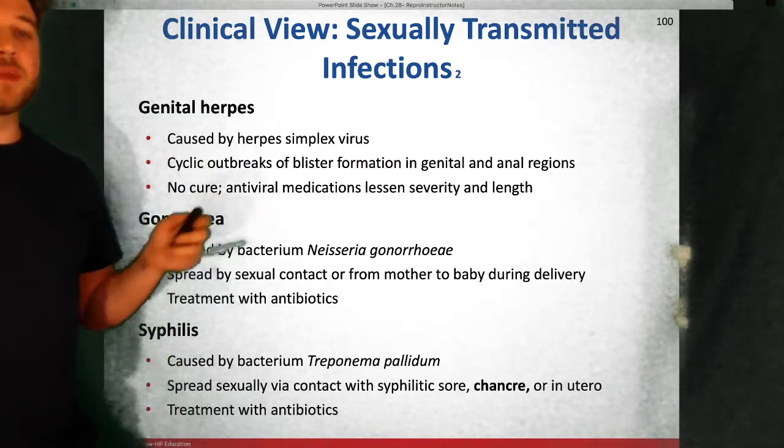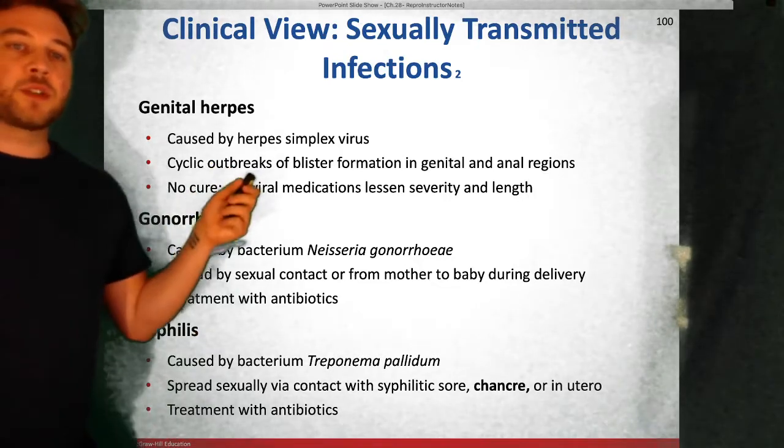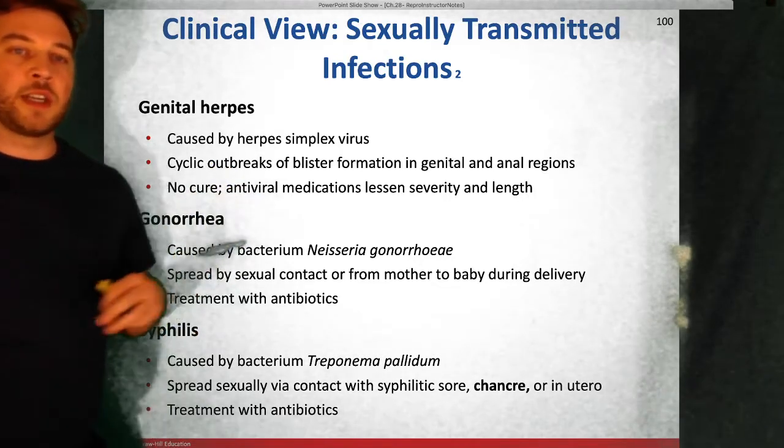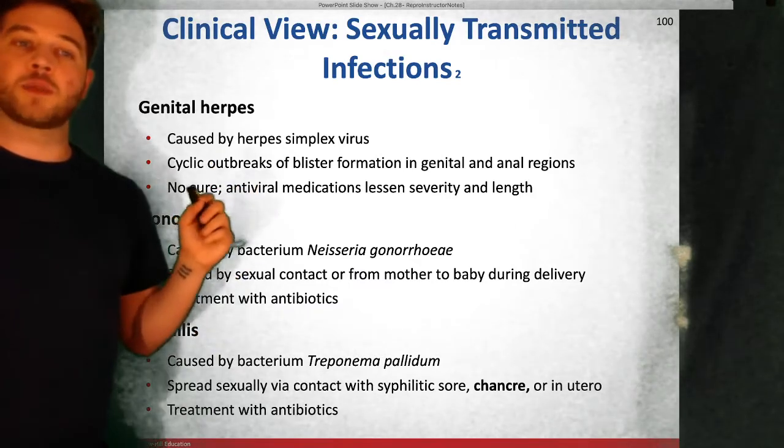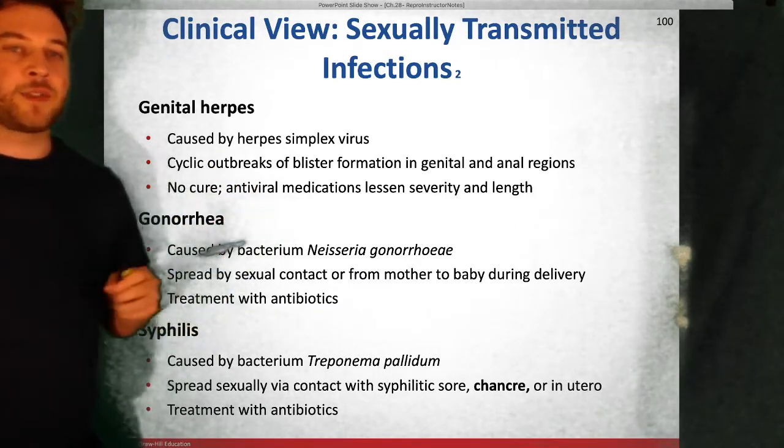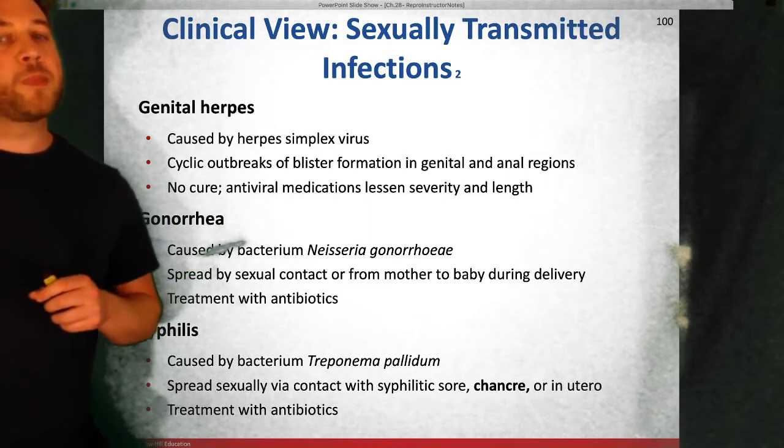Genital herpes is caused by the herpes simplex virus, with cyclical outbreaks of blister formation in the genital and anal regions. There is no cure for this one. Antiviral medications lessen the severity and the length of your outbreaks.